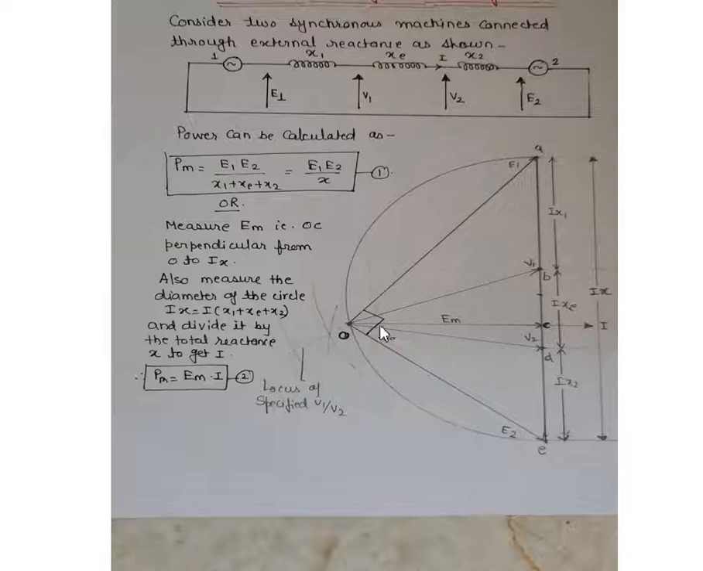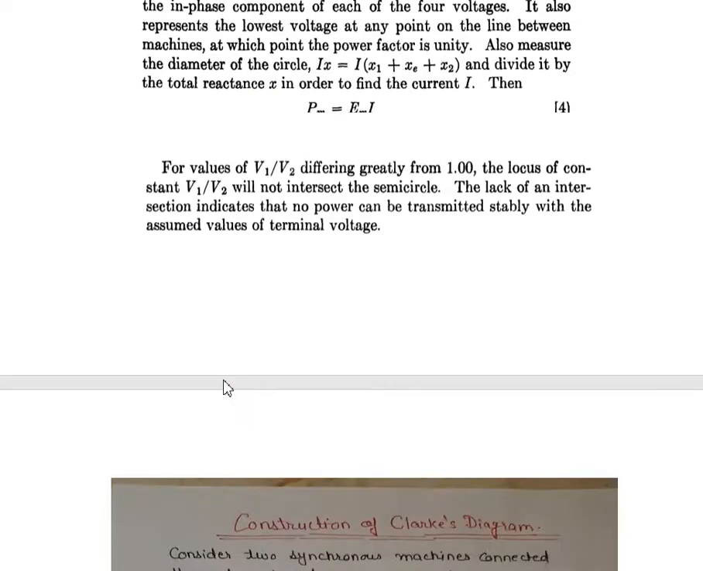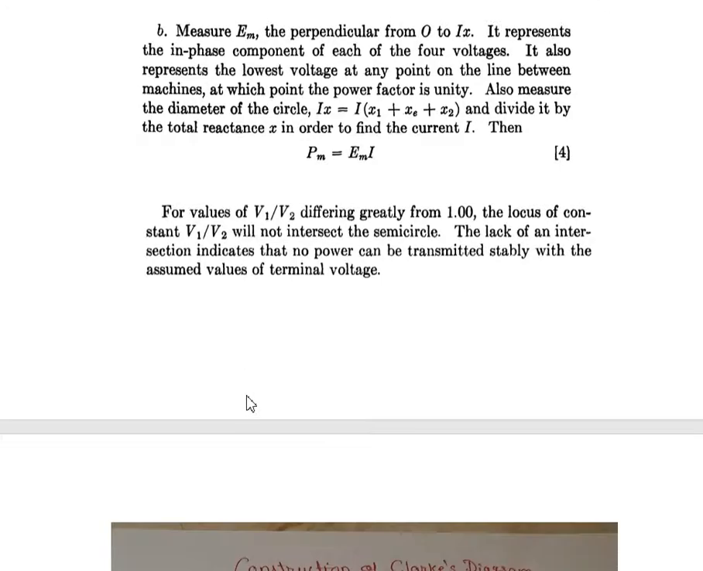Another way: drop a perpendicular from O to this vertical line AE, and this perpendicular I call OC. Measure OC, that is, the perpendicular from O to Ix. Also measure the diameter of the circle and divide it by the total reactance X to get I. So the other method to calculate the power will be the product of OC and I. Okay, in this manner we can calculate the power for the given system, right?